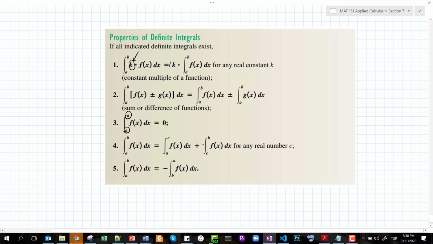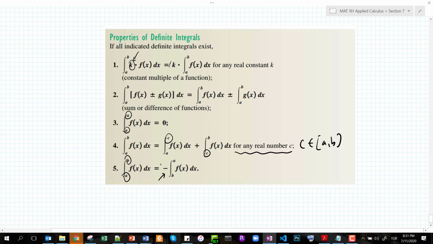So the integral can be split up between the value, look at that, for any real number c, but the c is going to be between this interval, guys. So if the c is between this interval, you can calculate this integral by splitting it up into two different integrals. And then you can reverse the endpoints by just multiplying by negative. If you want to switch the endpoints, you just need to multiply by negative.